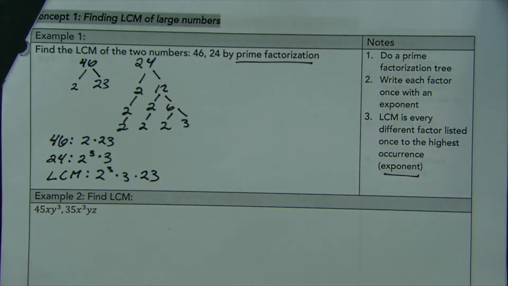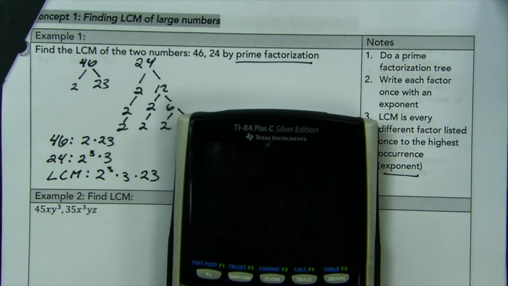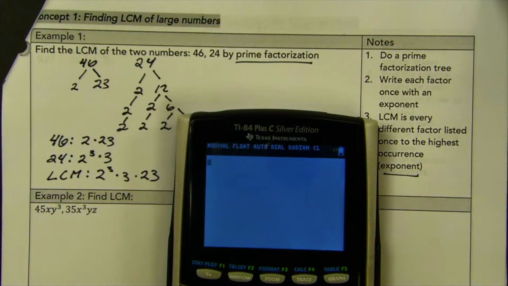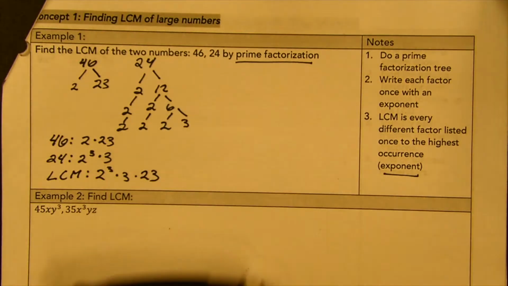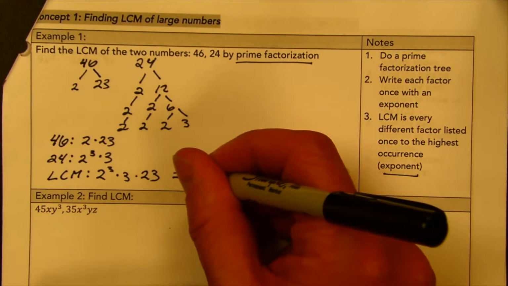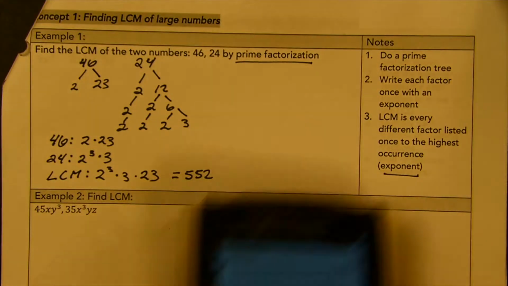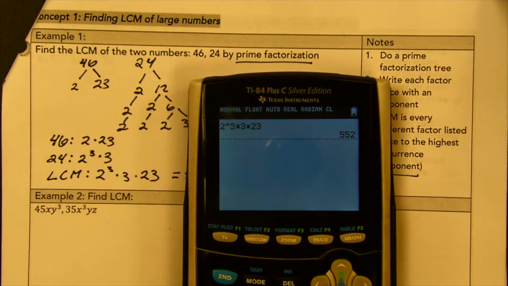All right, and if I multiply that all together, it looks like my LCM is 2 cubed times 3 times 23, and it is 552. 552 is a multiple of 46, and it's a multiple of 24, so 552 divided by 46 will be an integer. Yes. And 552 divided by 24 is also an integer, 23.